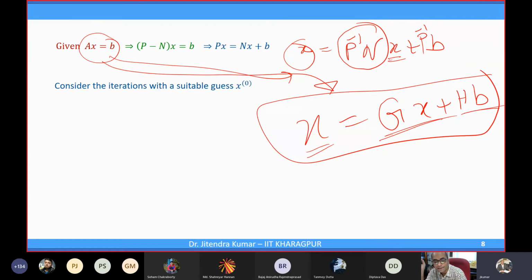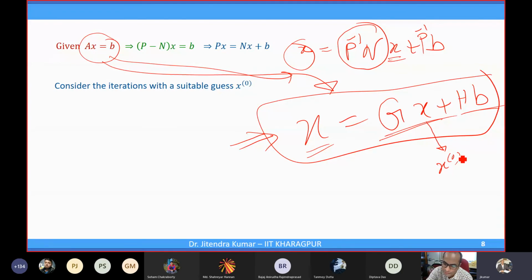Fine. And then once it is there, the idea is that on the right hand side you plug in some initial guess. Remember, this equation x is equal to Gx plus Hb will be satisfied by the actual x, the exact solution, because x solves Ax is equal to b. That means x satisfies this also, x is equal to Gx plus Hb.